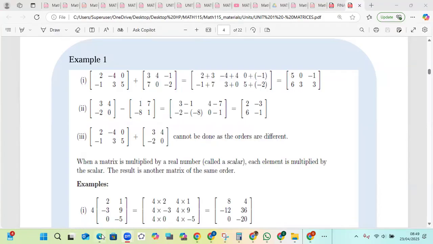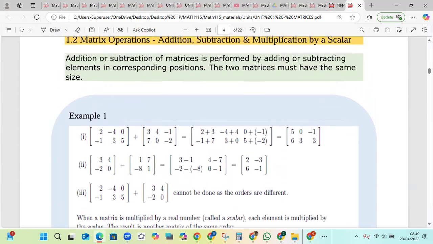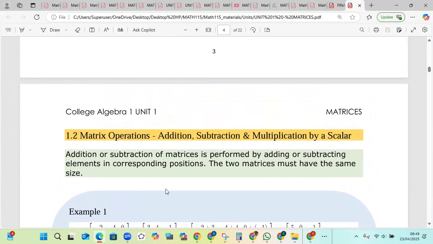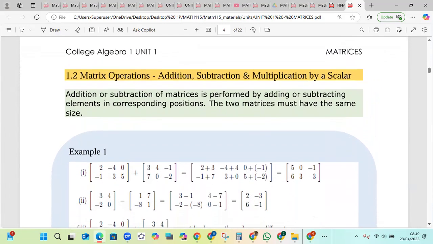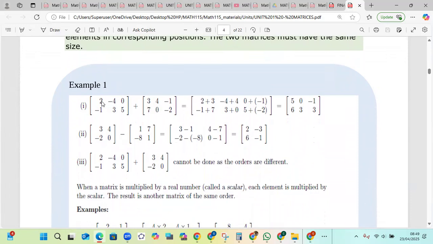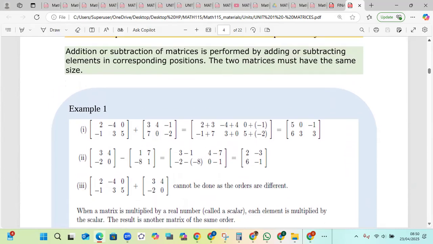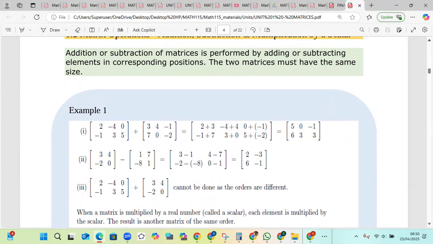To do this, we are going to Unit 1 on matrices, and we can go to page 4, where it talks about addition and subtraction and multiplication by a scalar. Addition or subtraction of matrices is performed by adding or subtracting elements in corresponding positions. The two matrices must have the same size. And here you have an example. Coincidentally, it's a 2 by 3 plus another 2 by 3. As it is said, the matrices must have the same size, and you just simply add or subtract corresponding elements.